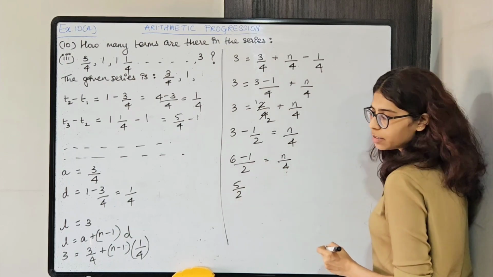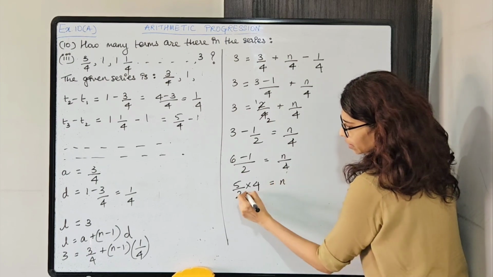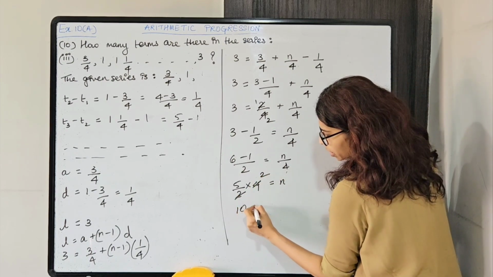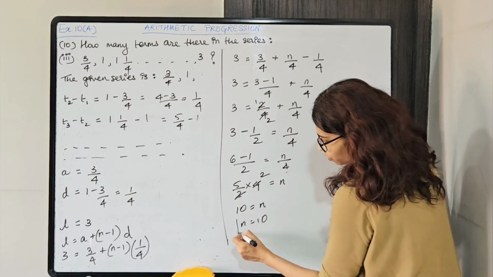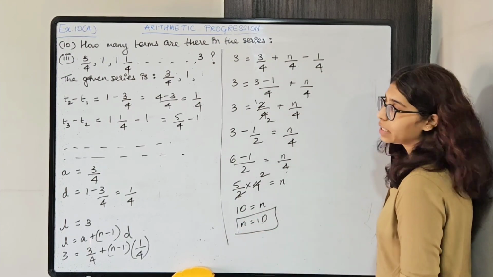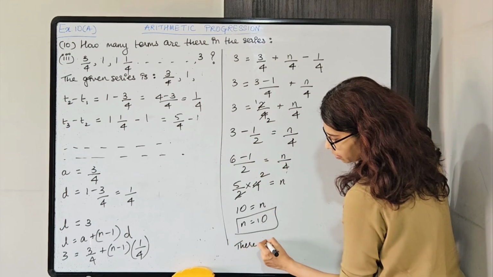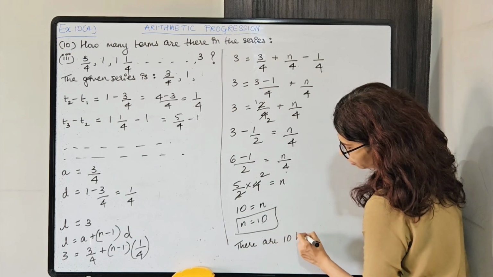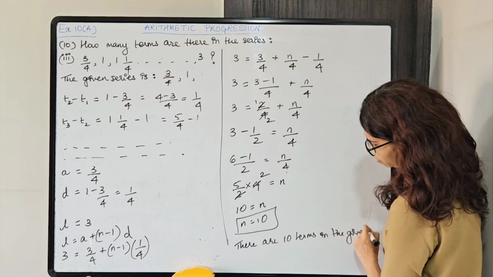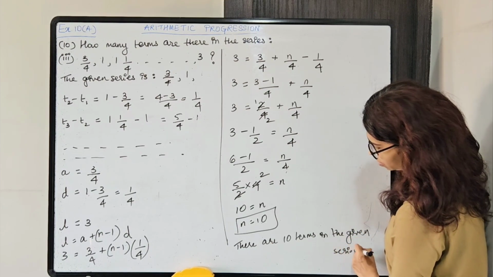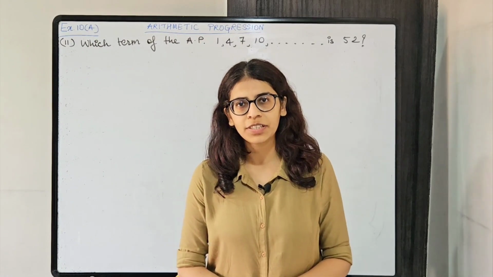Shifting 4 over here, it will get multiplied. Okay, so 2 2s are, so 10 is equal to n. All right, so n ka value 10 mila. There are 10 terms in the series, so you will write down there are 10 terms in the given series. Okay, next question, question number 11.